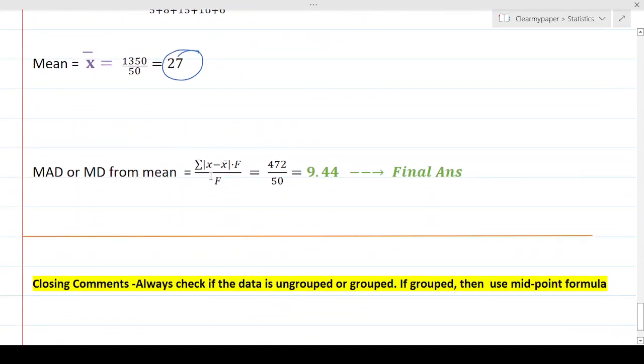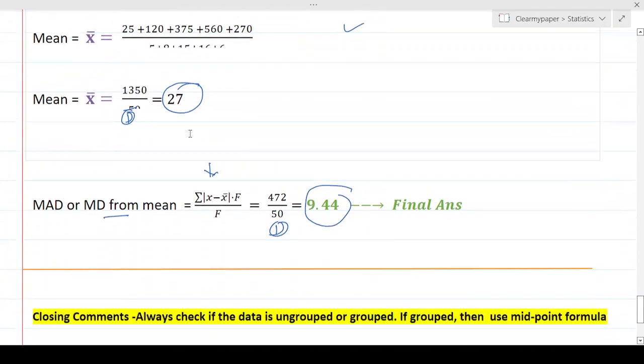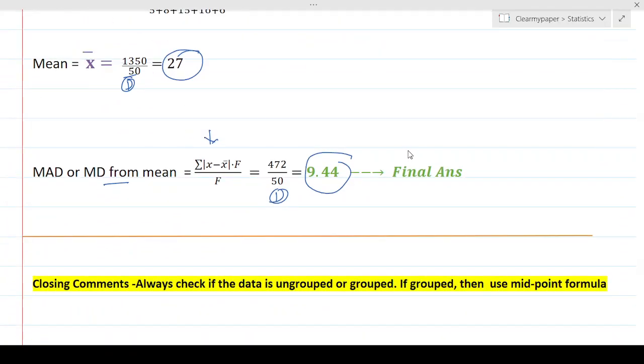Then we populated the table, and for the mean deviation from the mean, we applied this last column where we took the overall summation and divided by the frequency. So in both cases, the denominator always remains the same, the frequency, so you don't have to get confused. Only the numerator changes, and the final answer we get is 9.44. On an average, every student is roughly 9.44 marks away from the mean, which is 27, either on this side or the other side. That's what it means.